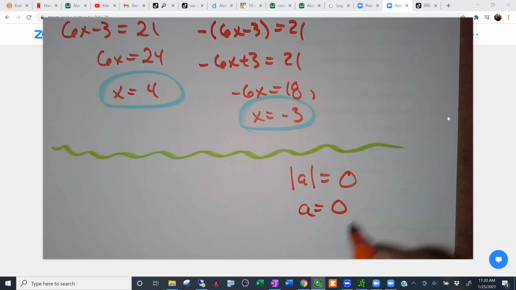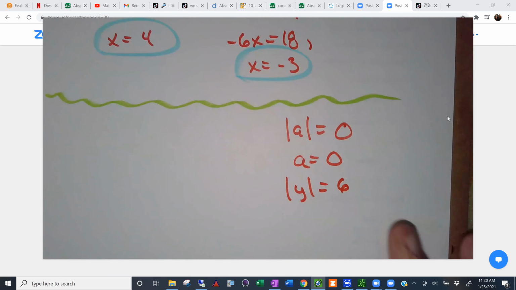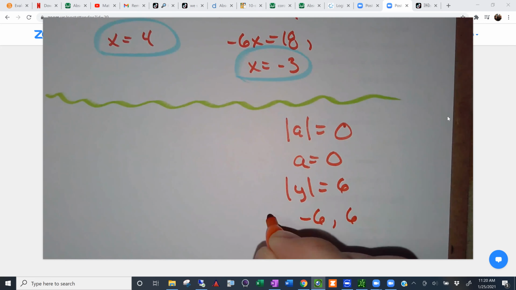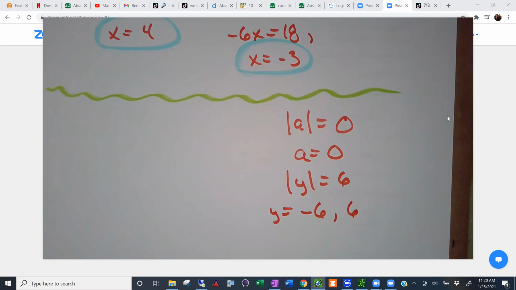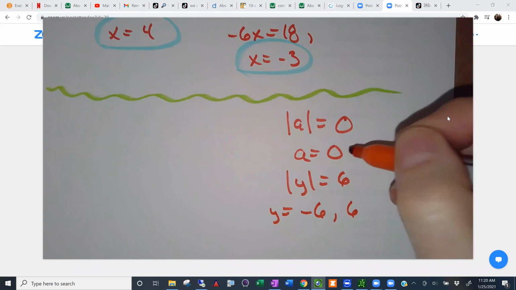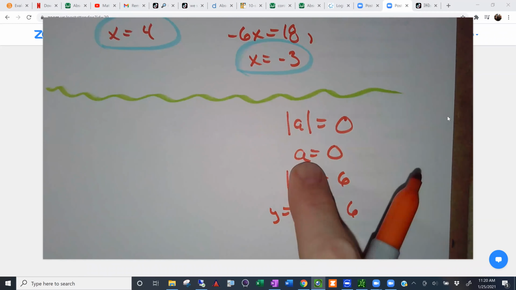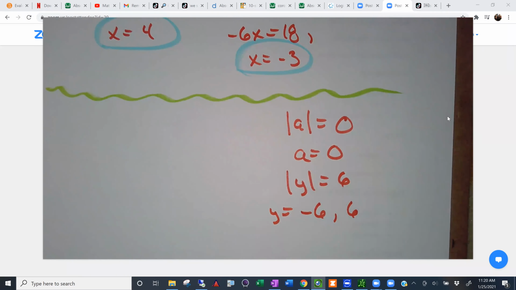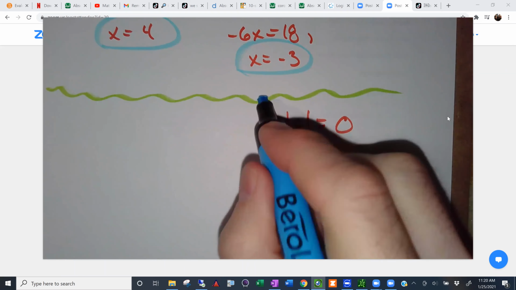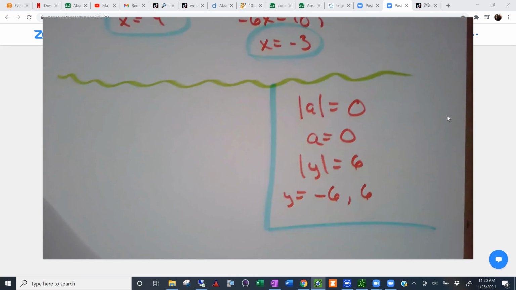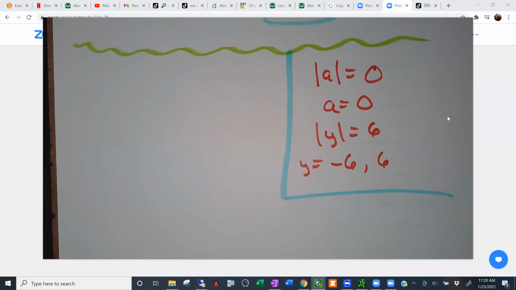It's much different than if I had the absolute value of y equals 6. Well, then I could put in a positive 6 or a negative 6. So y could equal either of those. But when you have something equals 0 in absolute value, that's special. There's only going to be one solution for that. So let's just keep that off to the side, but in the back of our minds for a bit as we work on this next example.